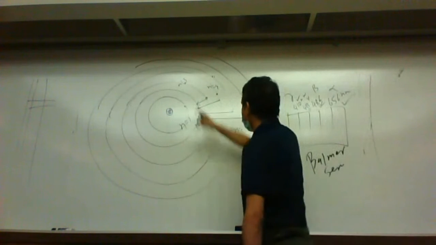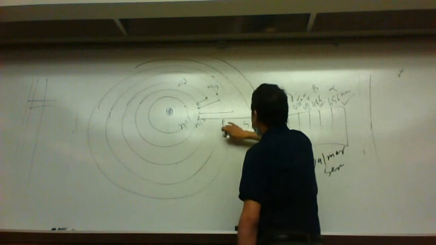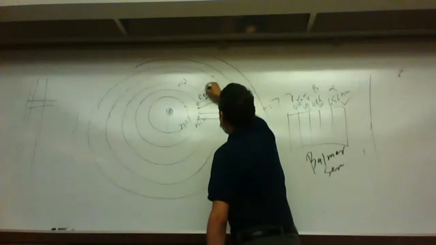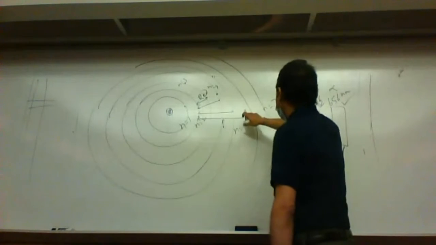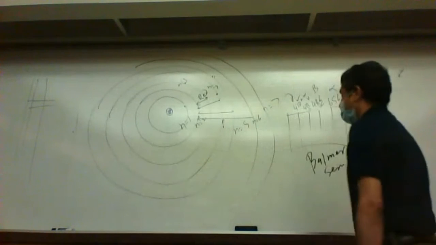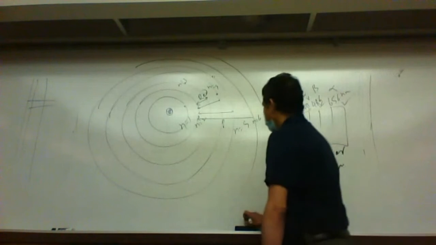So these lights, 1, 2, 3, 4. This is red light. This is red, and then this goes toward the violet. So you can see this kind of light. Yeah. So this is the Balmer series.